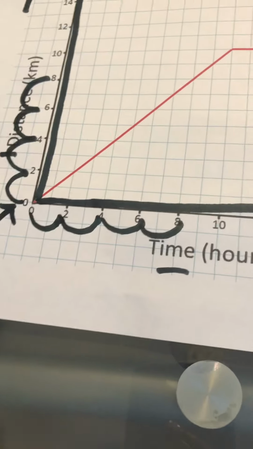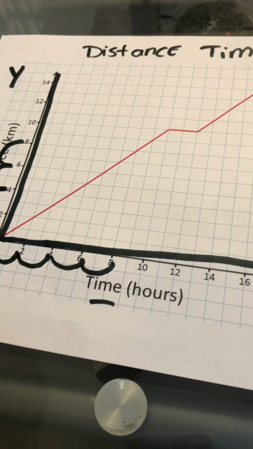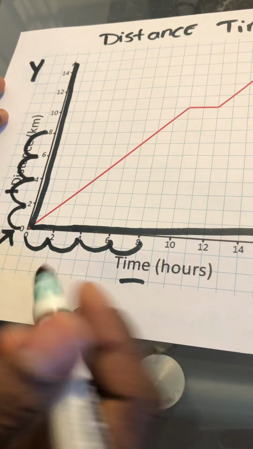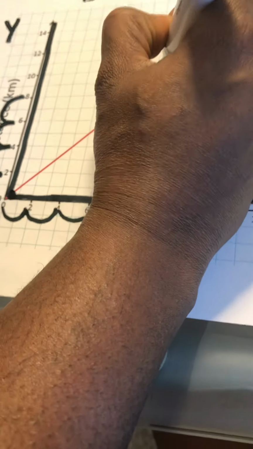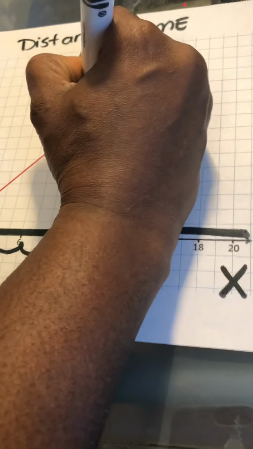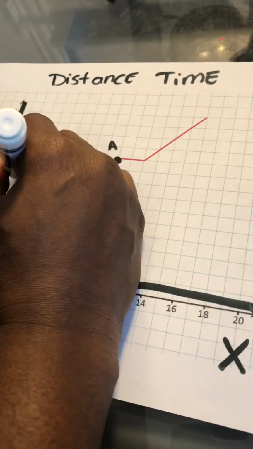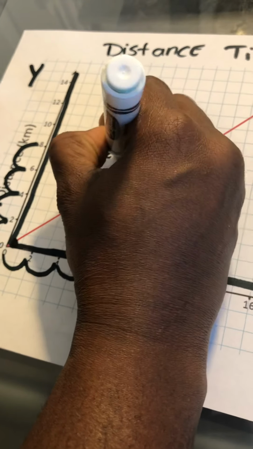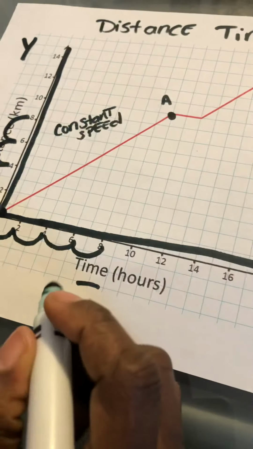Now let's identify what's happening on our distance time graph. Here we have our time in hours and our distance in kilometers. From our point of origin to our second point where we stopped, let's label that A. From point of origin to point A, you're going to see a constant speed. And you can tell the speed is constant by doing a little trick.